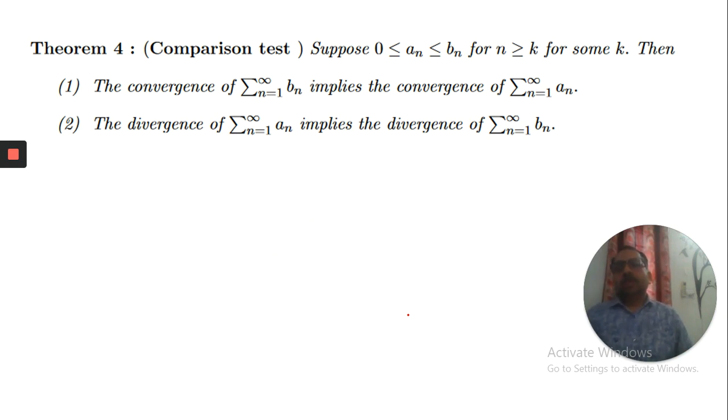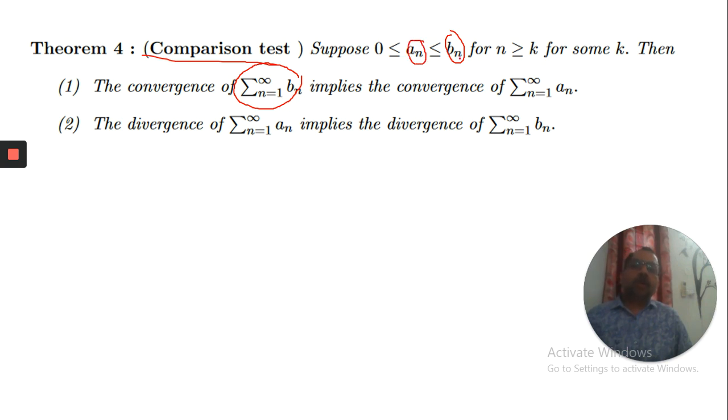Now, the main theorem of this lesson is the comparison test. We test a given series, by using the information of some other series, to see whether the given series is convergent or not. So let's see what this comparison test is. Suppose a_n lies between 0 and b_n for n greater than or equal to k for some k. Then number one, b_n is bigger than a_n, so convergence of b_n implies the convergence of summation a_n.